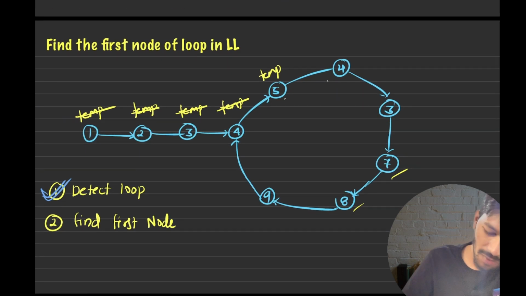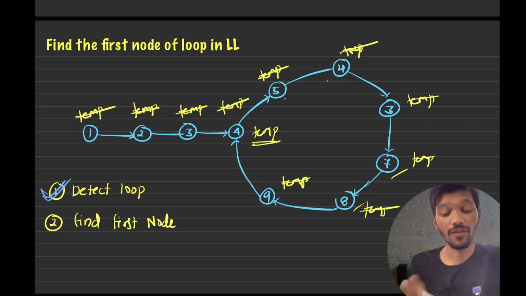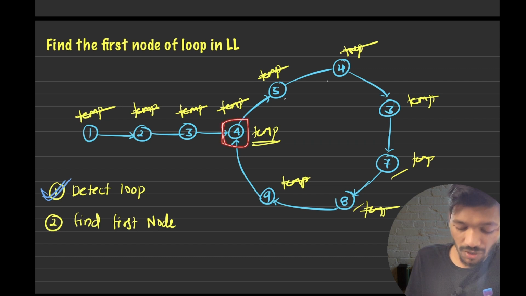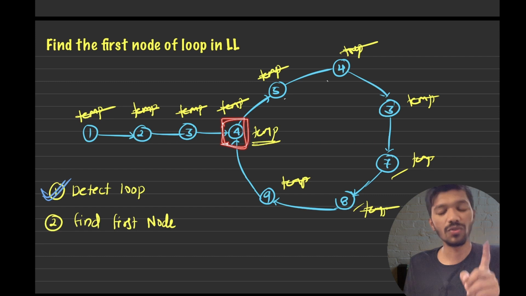So in this way from here I came at 4, from 4 to 3, 3 to 7, and then 7 to 8, and from 8 I came to 9, and again I came to this node. Now I will check, have I visited this node? I am not saying the value, I am saying the node. Have I visited this node?